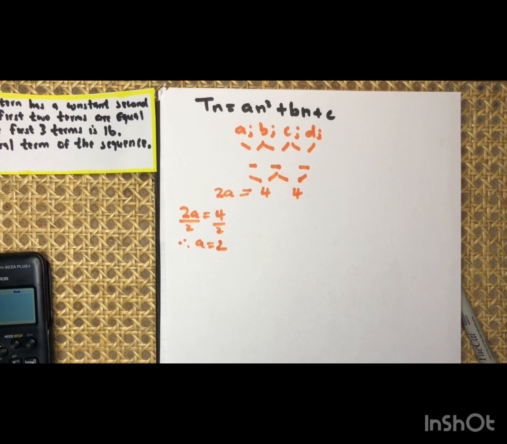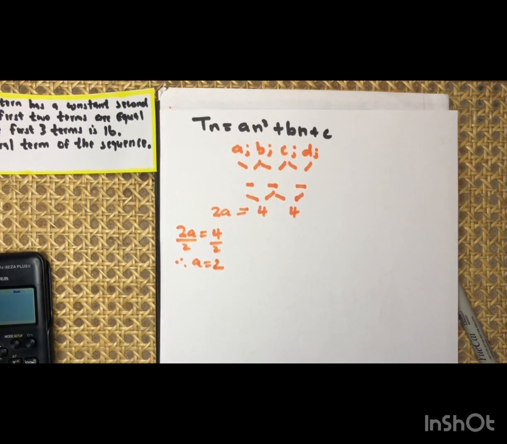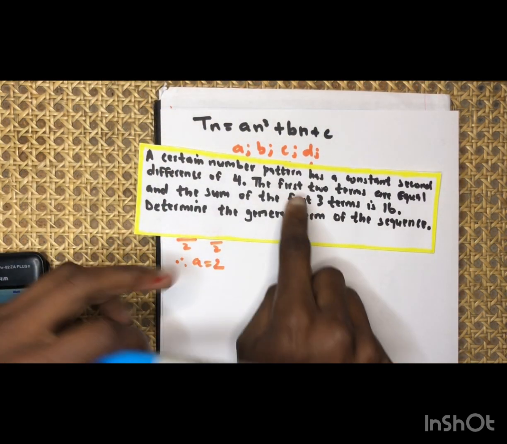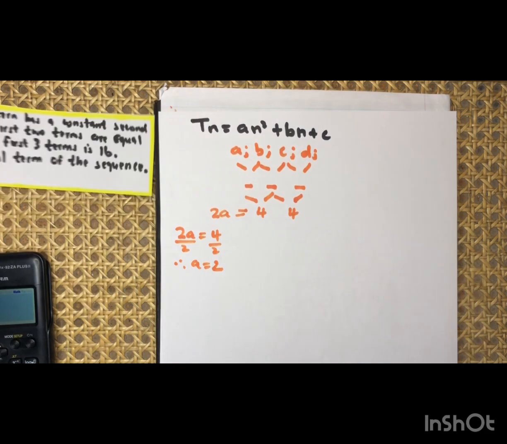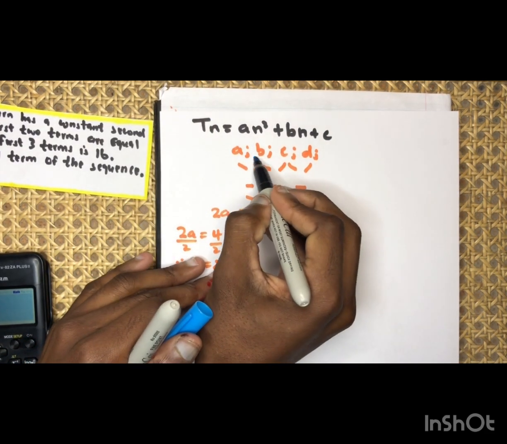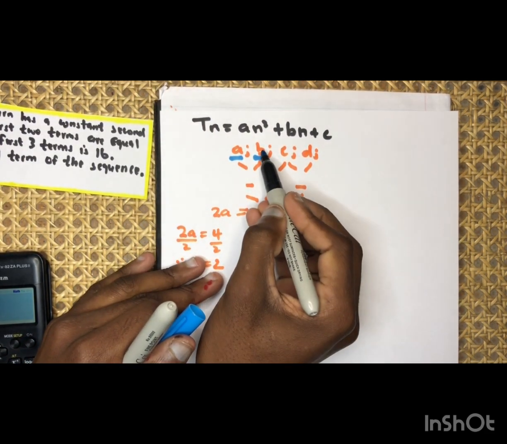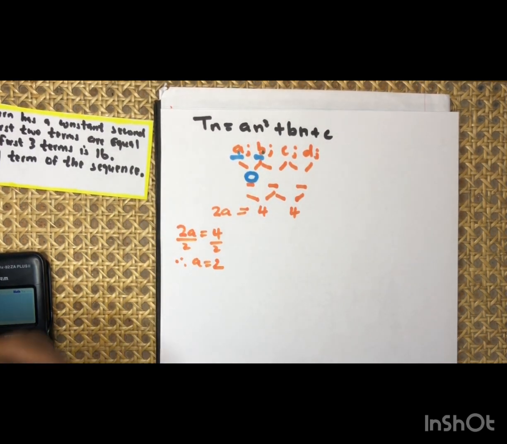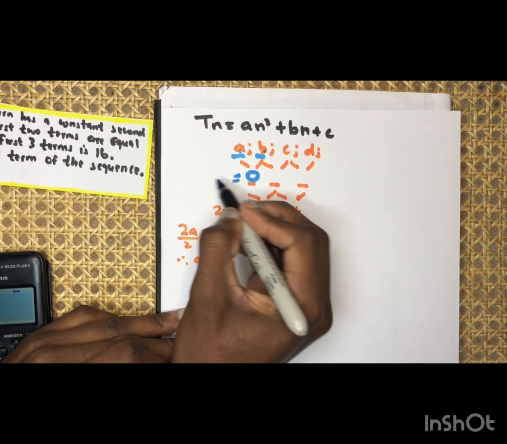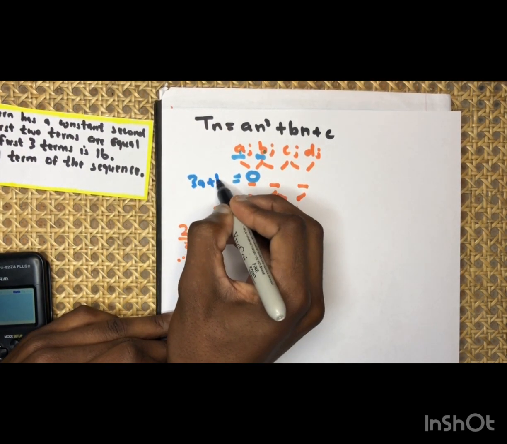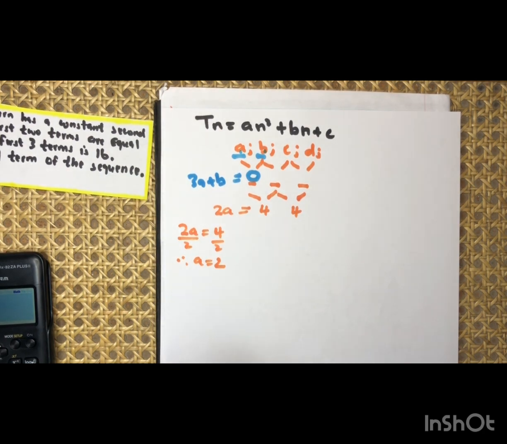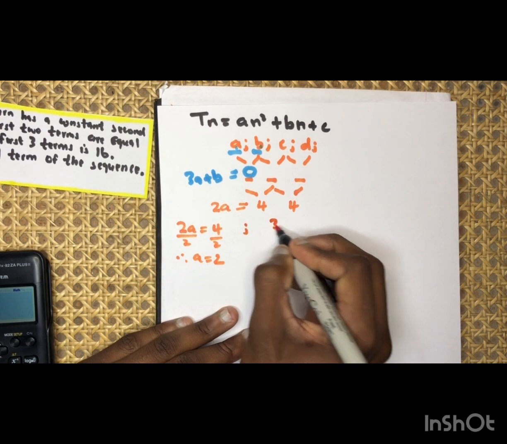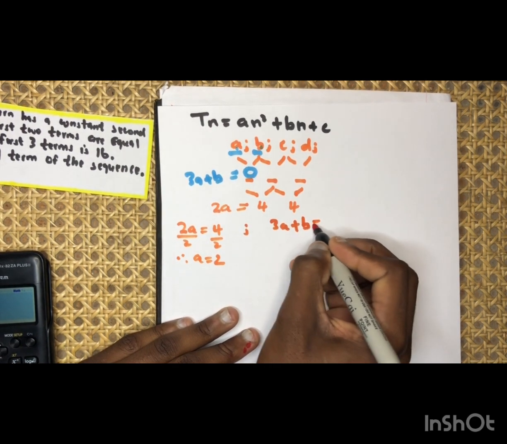Remember guys, listen to me, if we are told that the first two terms are equal, what do you know? For argument's sake, we know that b must be equal to a. If I say b minus a, remember they are equal, they will give me 0. Now here we have 3a plus b. Now we can find b. So I'm going to write here 3a plus b equals 0.